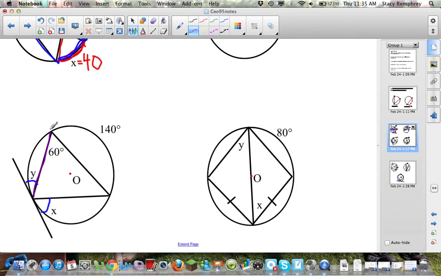this angle is 60. So that's going to make this arc 120. Since the circle is 360 degrees, this is 120, this is 140, that's 260. That is going to make this arc 100.